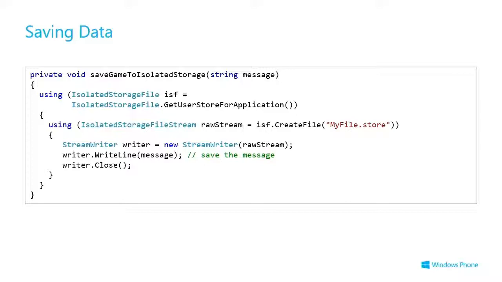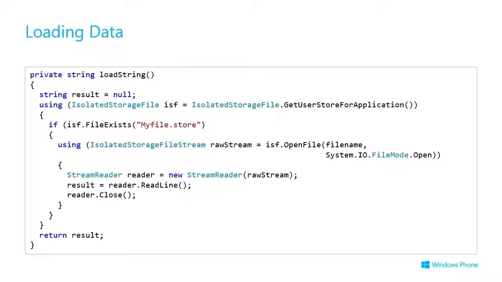And then the all too familiar StreamWriter, and then you'll pass in that IsolatedStorageFileStream into that, and then you can start writing to that file. So pretty simple stuff, just writing to a file and then closing it. We just put a string in there.